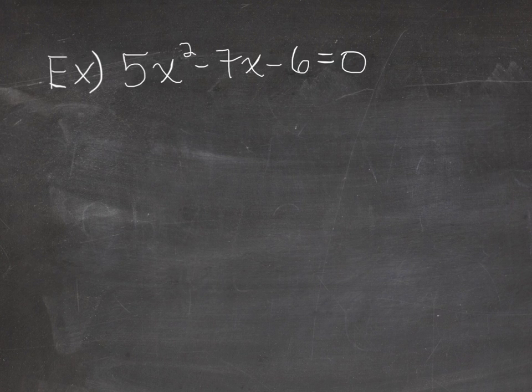Okay, so again I have a quadratic equation where my a value is not 1. So my product is going to come from 5 times negative 6, which is negative 30. And my sum is going to come from the b term, which is negative 7. Those numbers actually look familiar from the last example, but oh well, the signs are a little bit different.